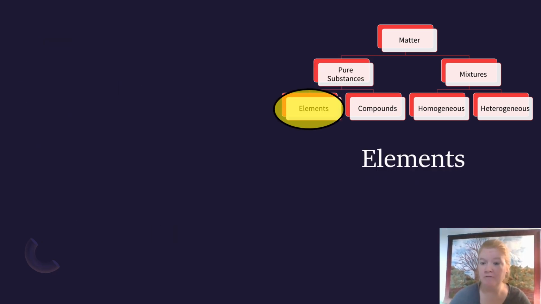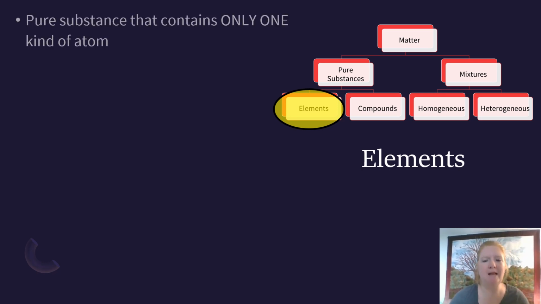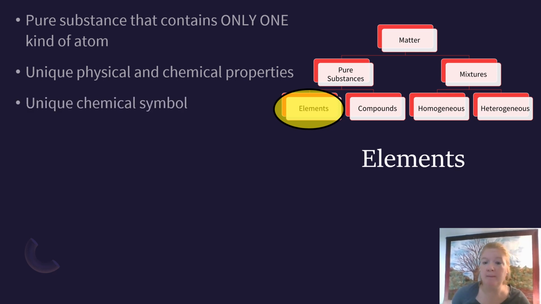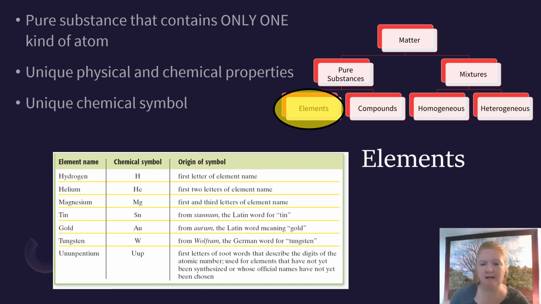All right, now we're going to focus on elements, one of the groups of pure substances. So an element is a pure substance that contains only one kind of atom, and it has unique physical and chemical properties. All pure substances do. It has a unique chemical symbol, found on the periodic table. So here are some examples. Hydrogen, its symbol is H. Helium has a symbol He. And notice the first letter is capital, the second letter is lowercase, and that's it. Tin is Sn.